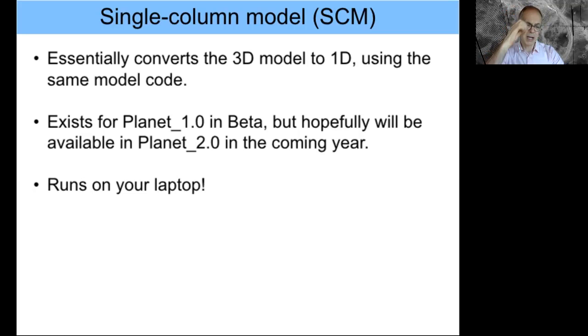So if we get more demand, probably we would make more effort to make it available. But currently we just have kind of a beta release for Planet 1.0 that I've had running for a couple of years, but I frankly have not used it myself very much in recent times. I just haven't had much need for it. But if there is a demand from the community to run the 1D model, we probably would make more effort to make it available. It's not too difficult to get it working.